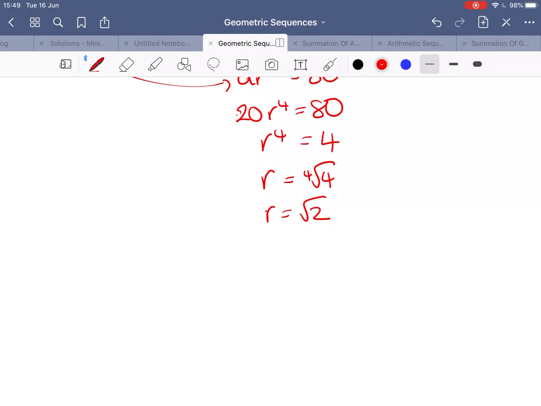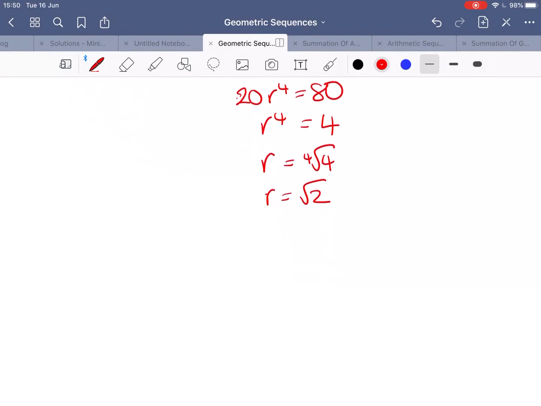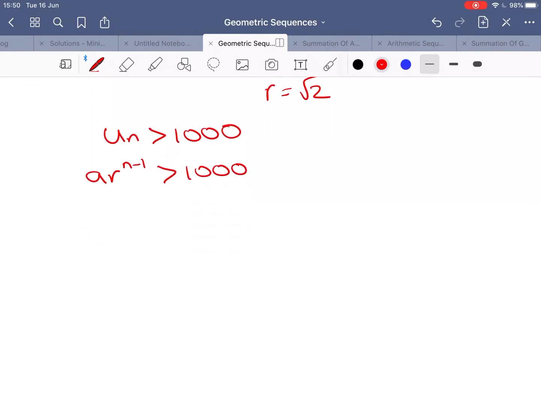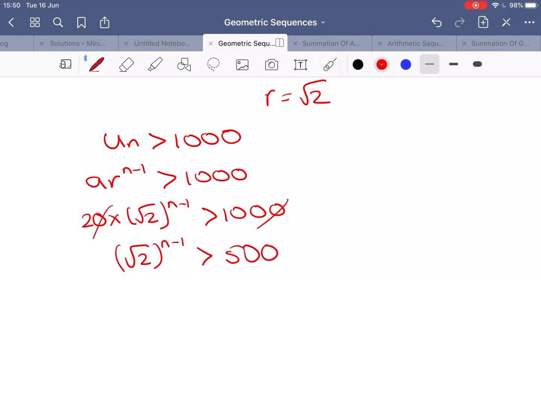Okay. So my common ratio is root 2. And we want to find the first term to exceed 1,000. So we want to know when u_n is bigger than 1,000. That means I want to know when ar to the power n minus 1 is bigger than 1,000. I know what a is. A was 20, so 20 times root 2 to the n minus 1 has got to be greater than 1,000. So root 2 to the n minus 1 has got to be greater than 500, just dividing both sides by 20.